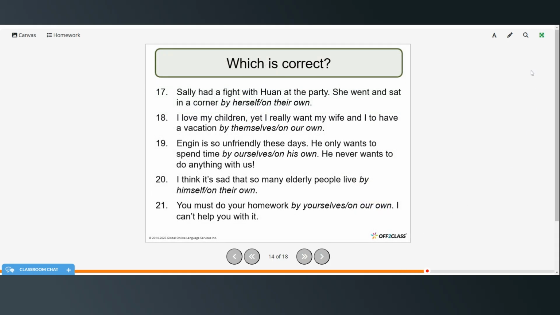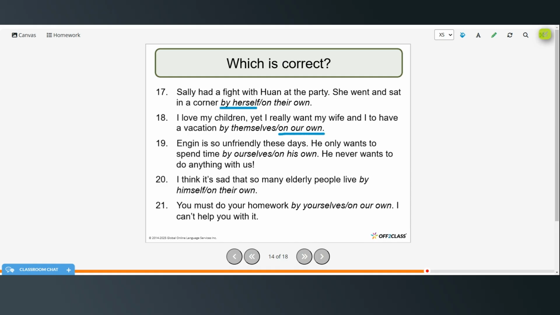So now you're going to choose which is correct. Again, you can pause the video, try these on your own, and then restart when you're ready to check your answers. Sally had a fight with Juan at the party. She went and sat in a corner by herself. I love my children, yet I really want my wife and I to have a vacation on our own.